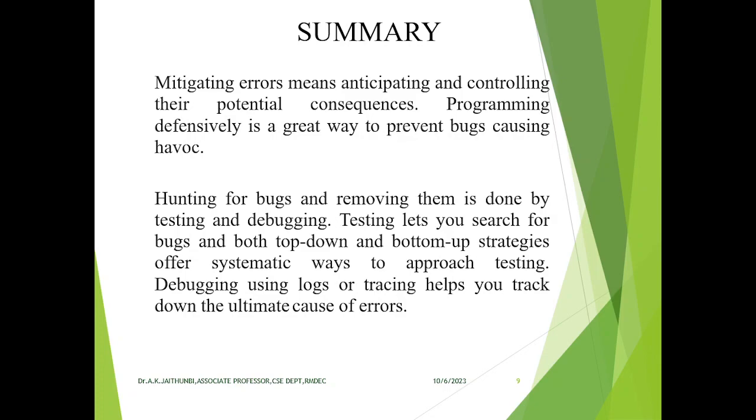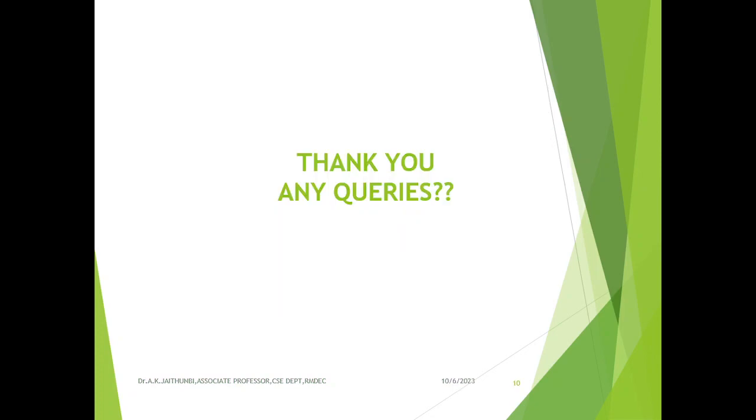Now, mitigating errors means anticipating and controlling their potential consequences. Programming defensively is a great way to prevent bugs causing havoc. Hunting for bugs and removing them is done by testing and debugging. Testing lets you search for bugs, and both top down and bottom up strategies offer systematic ways to approach testing. Debugging, using logs or tracing, helps you to track down the ultimate cause of errors.